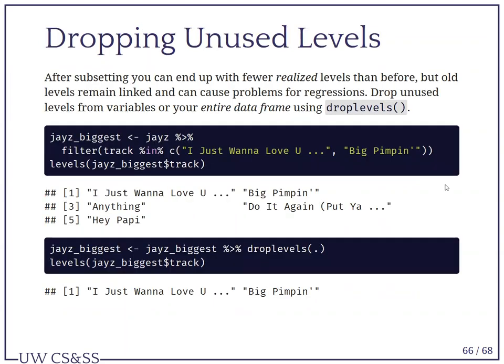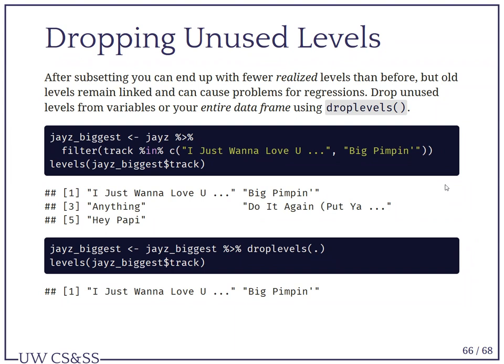So let's talk about dropping unused levels. After subsetting, you can end up with fewer realized levels than before, but old levels remain linked and can cause problems for your regressions. Let's say you were running a regression with all of the states, and then you decide you only want to look at the Pacific Northwest. Your factor variable will remember that Florida and Massachusetts are part of the factor's levels.